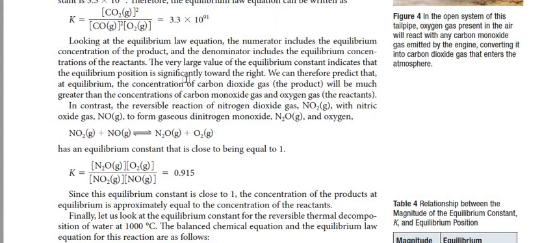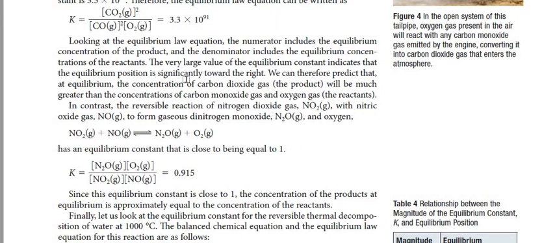Looking at the equilibrium law equation, the numerator includes the equilibrium concentration of the product and the denominator includes the equilibrium concentration of the reactants. The very large value of the equilibrium constant indicates that the equilibrium position is significantly toward the right. We can therefore predict that at equilibrium, the concentration of carbon dioxide gas, which is the product, will be much greater than the concentration of carbon monoxide gas and oxygen gas, which are the reactants.